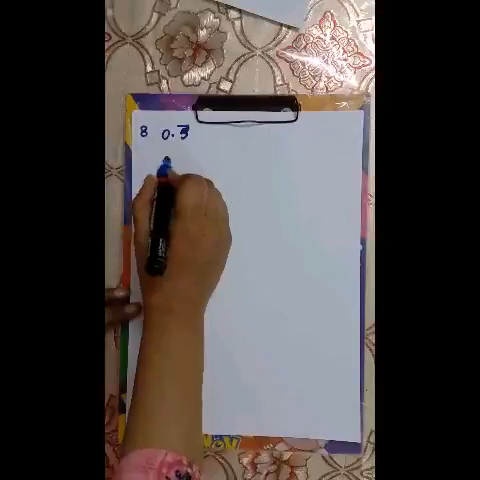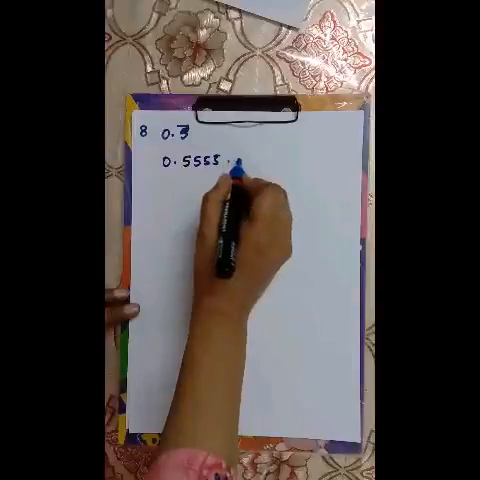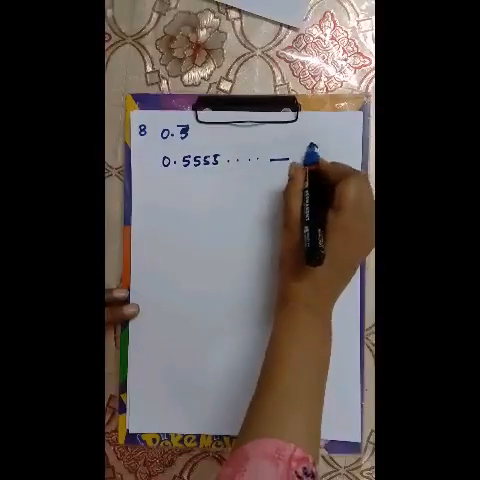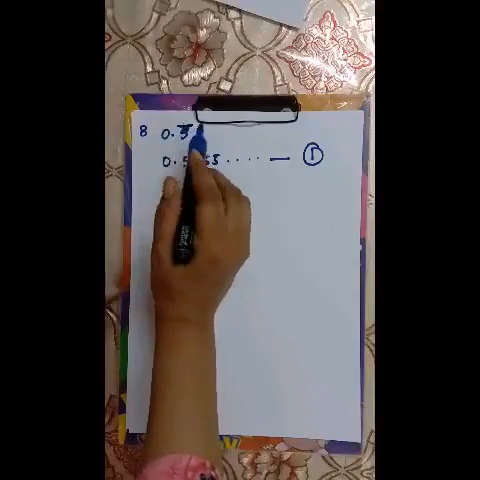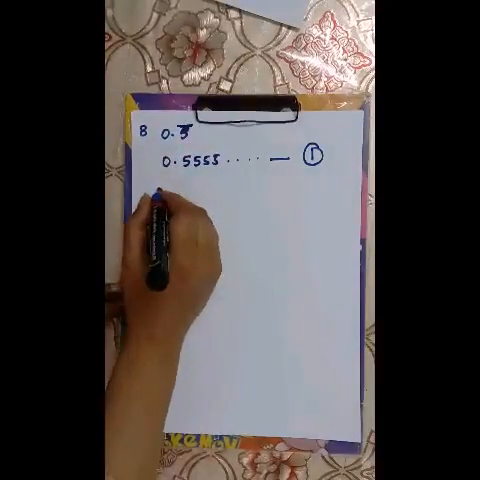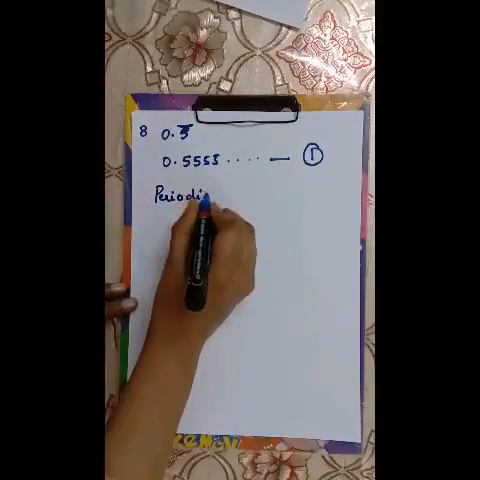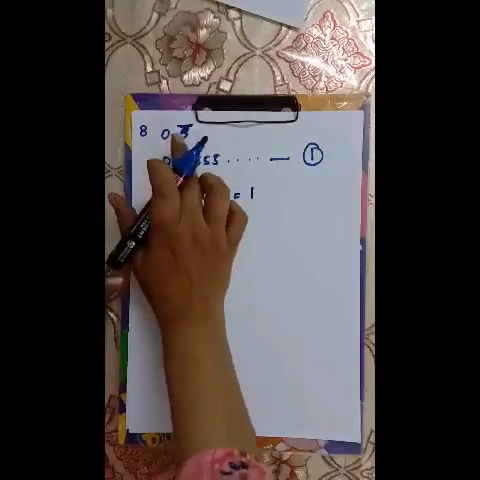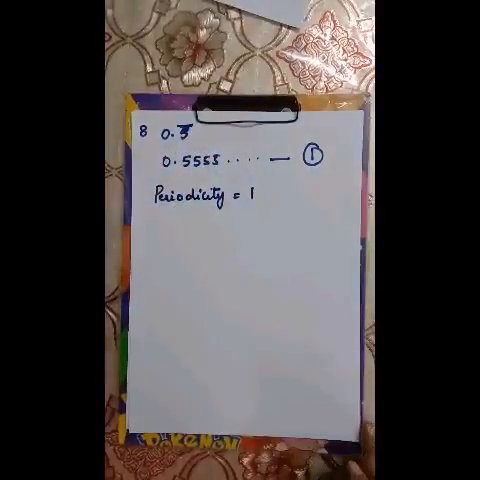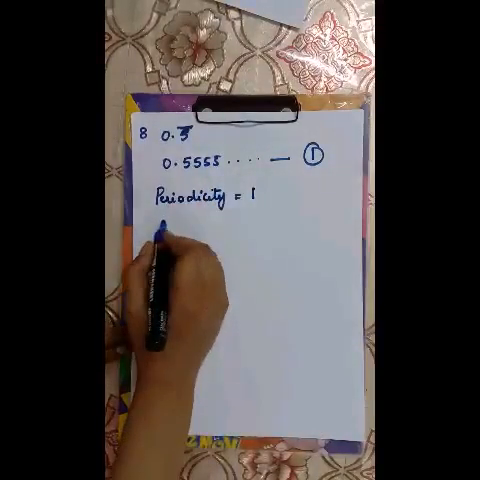That means 0.5555 and it goes on. I am going to take this as equation 1. Since the bar is on 1 digit, the periodicity is 1. Bar is on 1 digit, so periodicity is 1. If bar is on 2 digits, the periodicity will be 2. That means we have to multiply by 10.